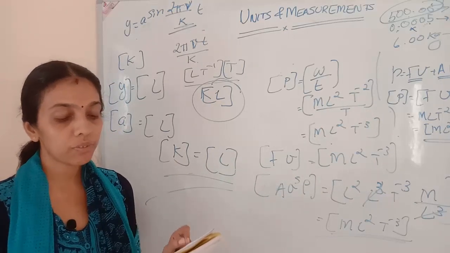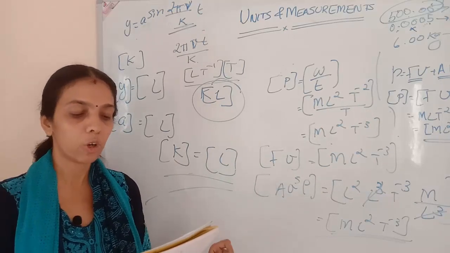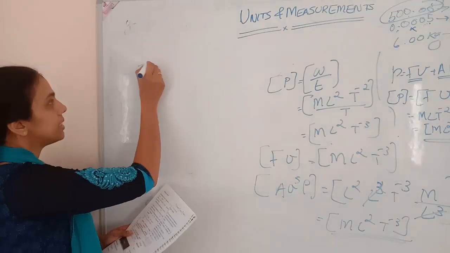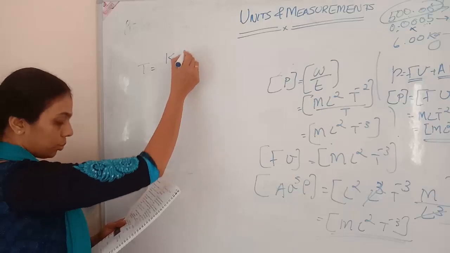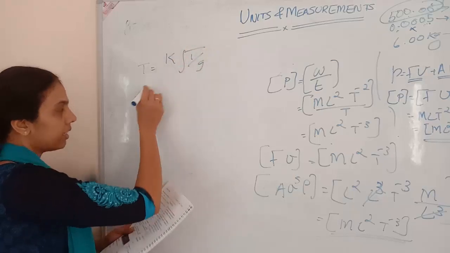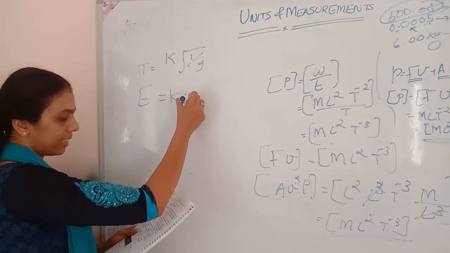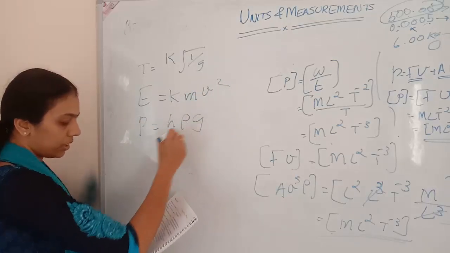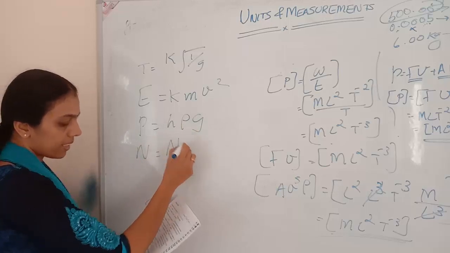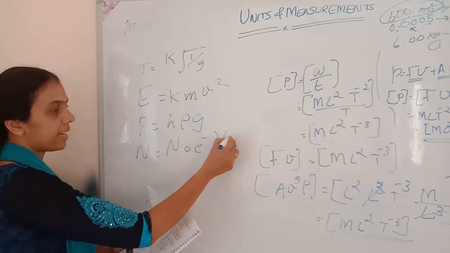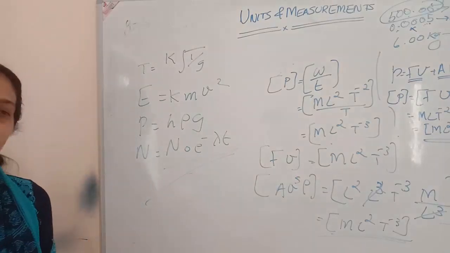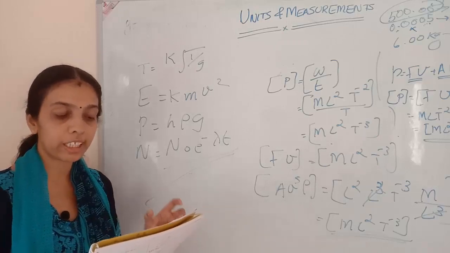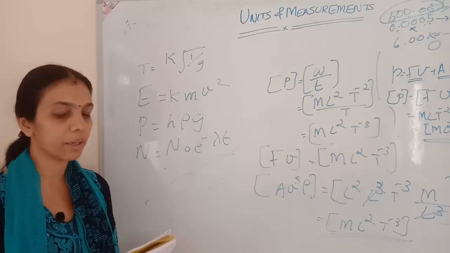Next is, which of the following equations can't be obtained by the dimensional method? The equations are given by T equals k into root of l by g, E equals k m v squared, P equals h rho g, N equals N0 e to the power minus lambda t. So which equation can't we use for dimensions?